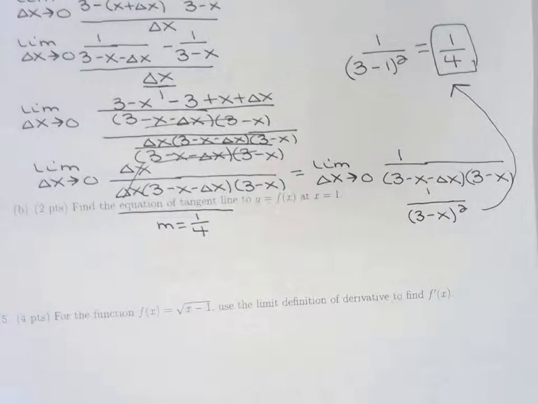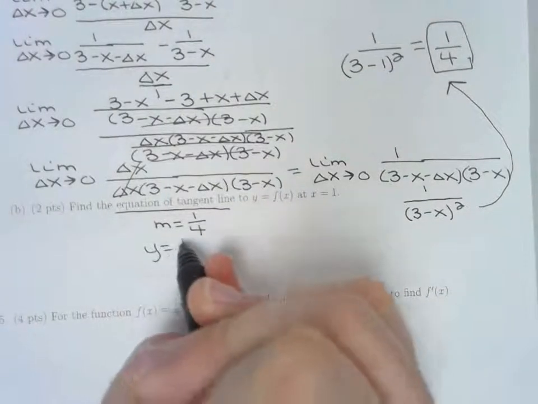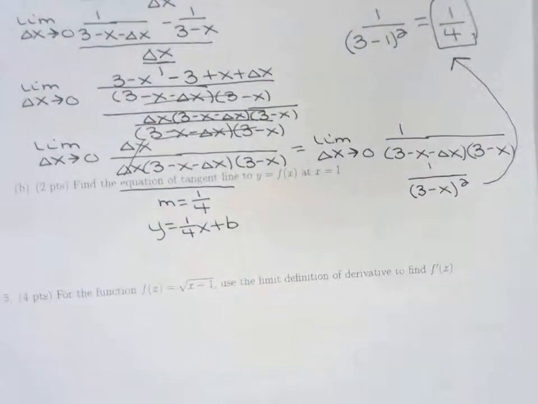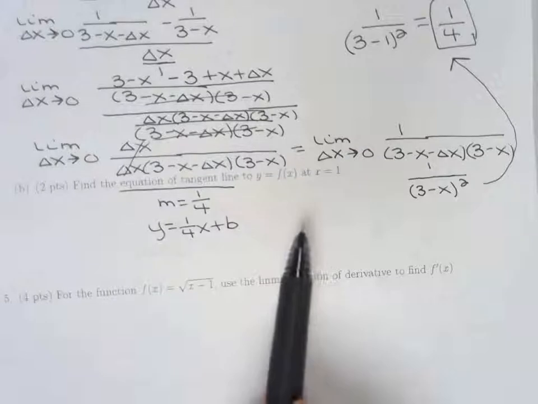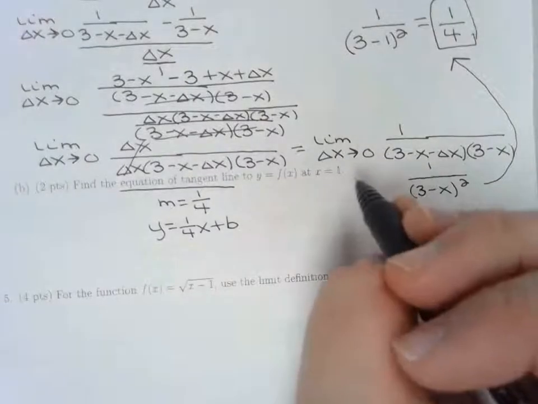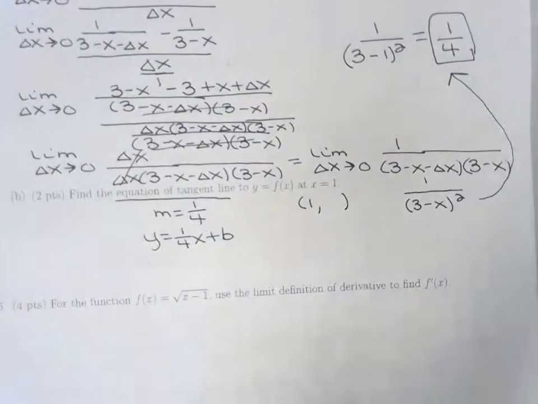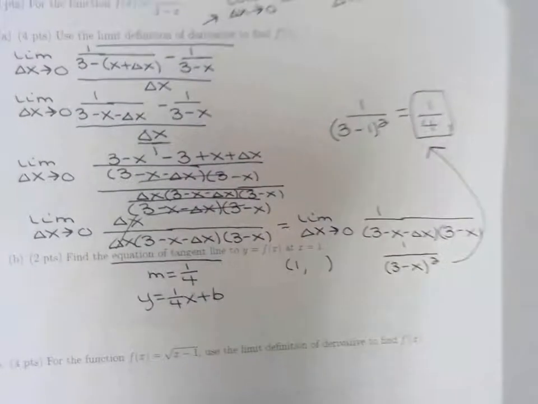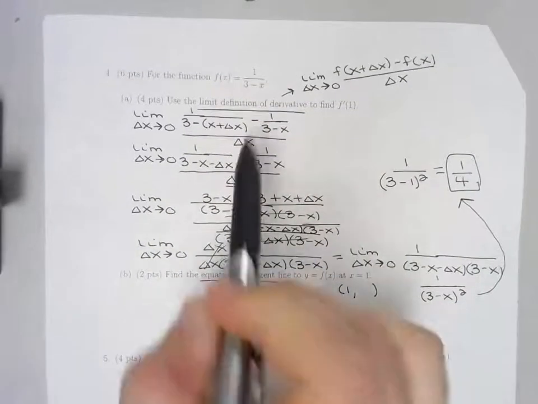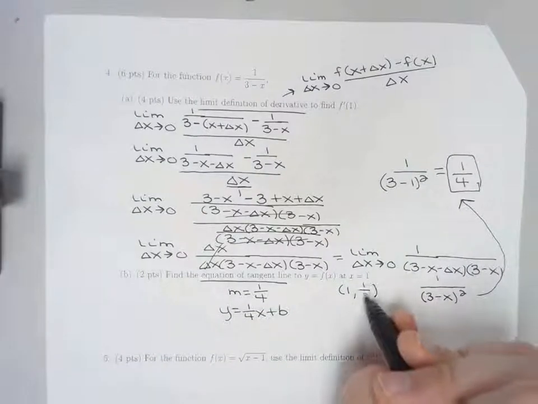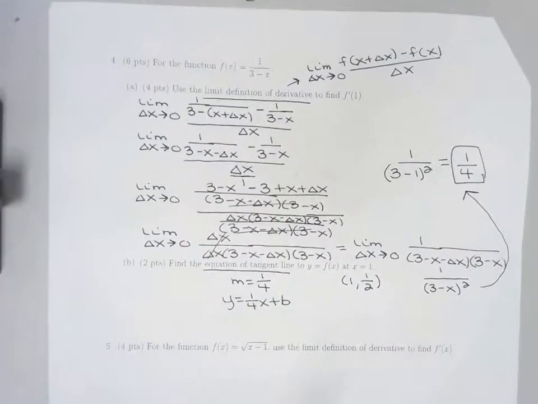We've done this before. So y equals 1/4 x plus b. I need to find b. I don't give you an ordered pair. I give you x is 1, but no y. How do I find y? Plug 1 into the original. So if I plug 1 into the original, that will give me 1/2. So we need an ordered pair. Sometimes they give you an ordered pair. Sometimes they give you x, but if you have x, you can plug it into the original to find y.